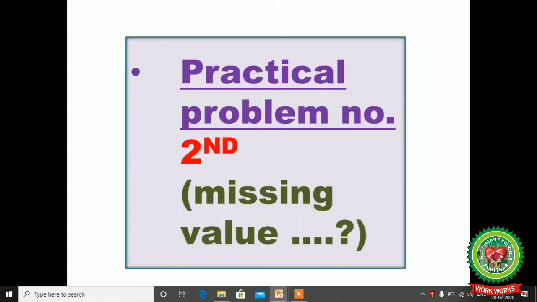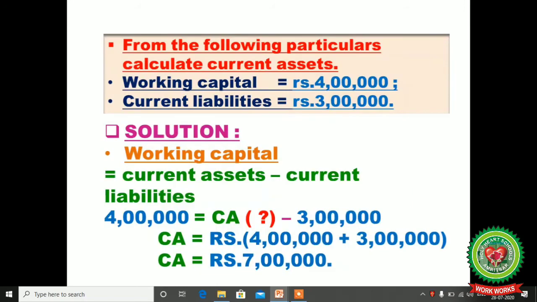Okay. Now it's time for the second practical problem. Missing value. Sometimes some value is not given to you. How to find out? Then in this way, see the statement. From the following particulars, calculate the current assets. Now here no need to find out the current ratio. Just find out the current assets. Okay. The elements available: working capital 4 lakh, current liabilities 3 lakh. Solution.